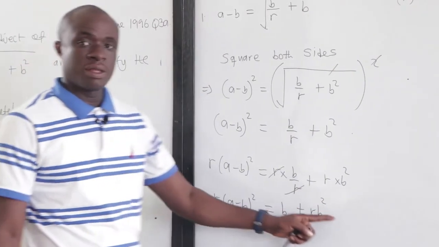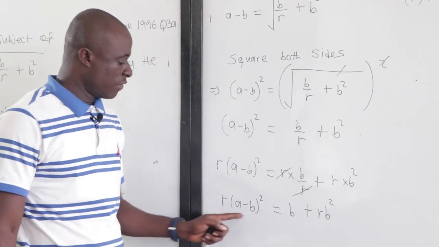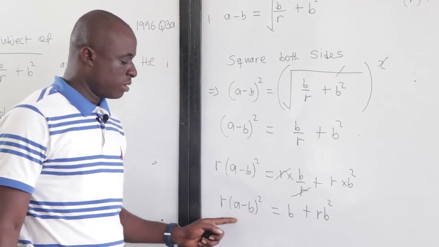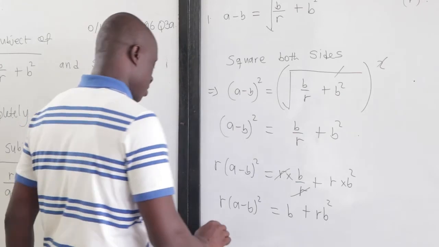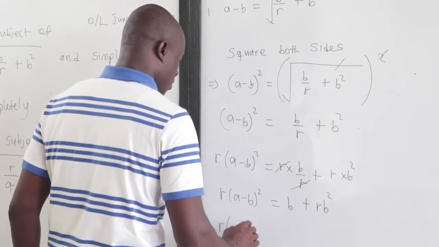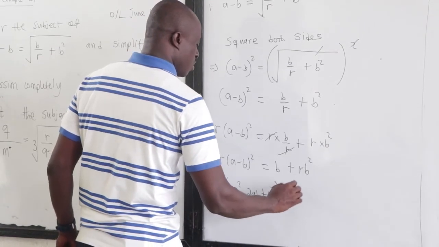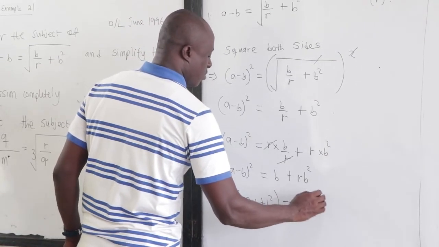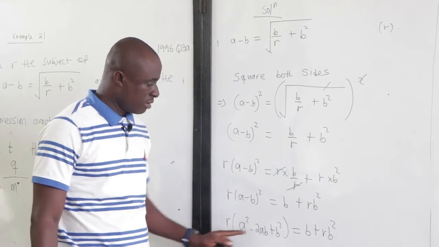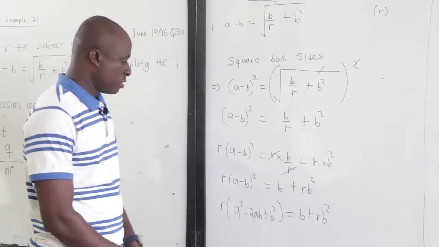There's R here, there's R there. Now, what can we do? We have to expand what is in brackets here. So you have R times A squared minus 2AB plus B squared, and B plus R, B squared. Now, what can we see? There's R here, there's R there. So let's group like terms.